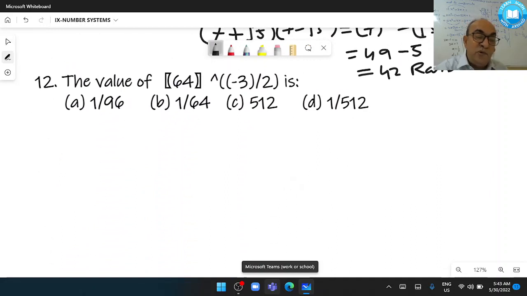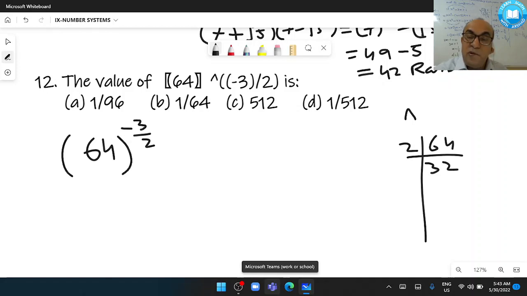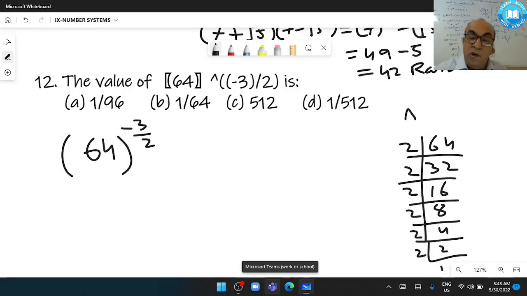Now we have to do the next question. The value of this, bachcho. The question is 64 power minus 3 by 2. This symbol means power. So factorize this: 64 to 32 to 16 to 8 to 4 to 2 to 1. 1, 2, 3, 4, 5, 6. So this is 2 power 6, whole power minus 3 by 2.